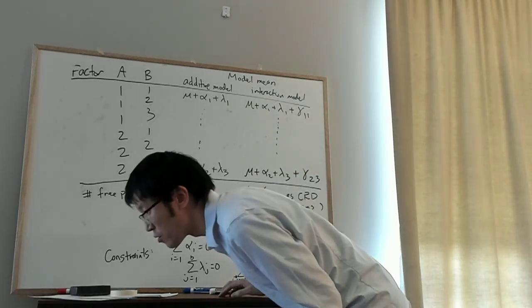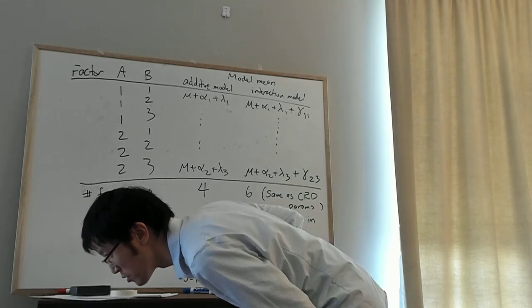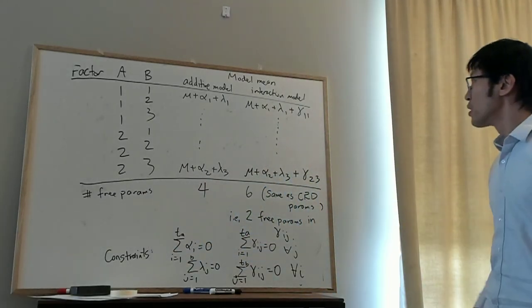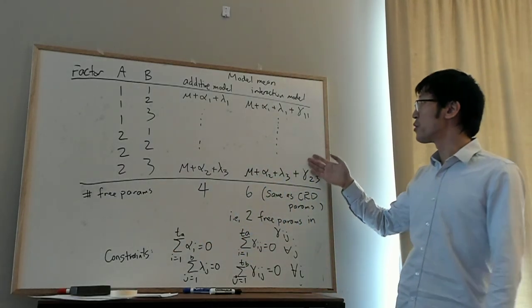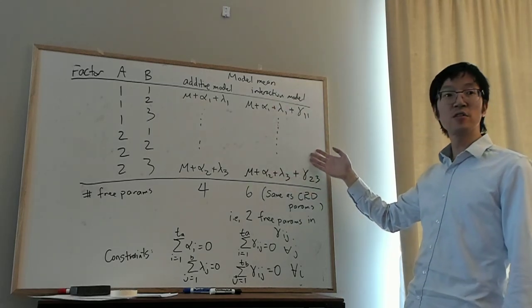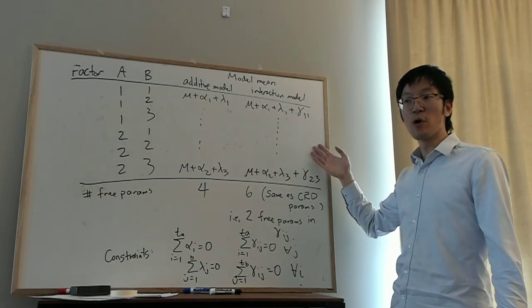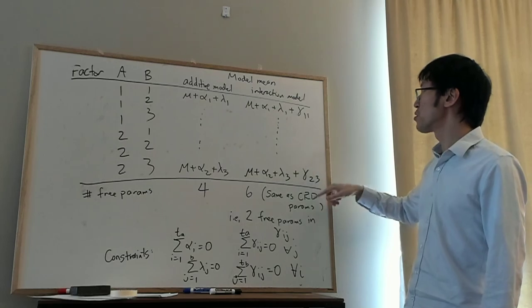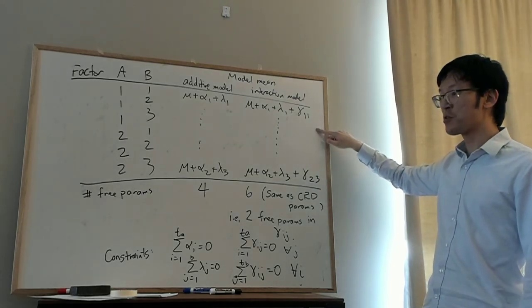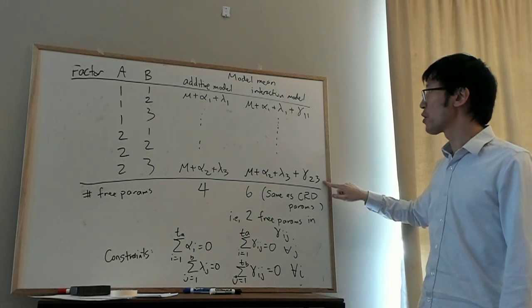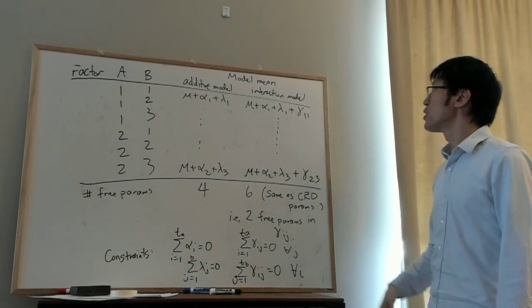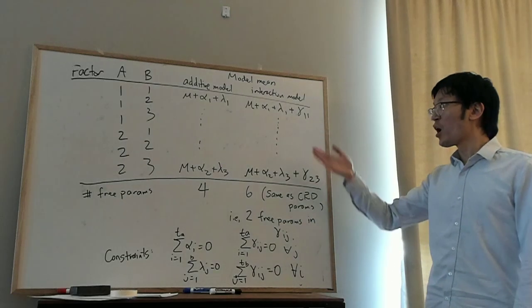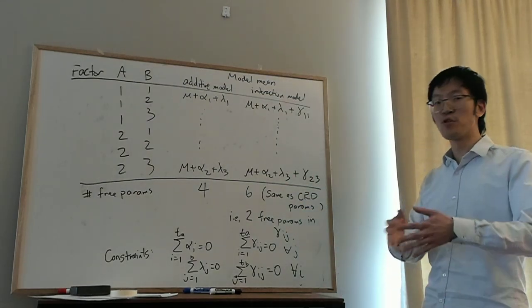Okay, so let me address the last question in chat, which is, why are there six free parameters? Let me say this again as an important point. The interaction model is just another way of writing the CRD model. If we were expressing a unique mean for each treatment, we could say this is mu plus tau 1, mu plus tau 2, up to mu plus tau 6. That model had a mu and six taus, and this is exactly representing the same thing, except instead of using tau parameters, we've broken up the six tau parameters into three groups of parameters.